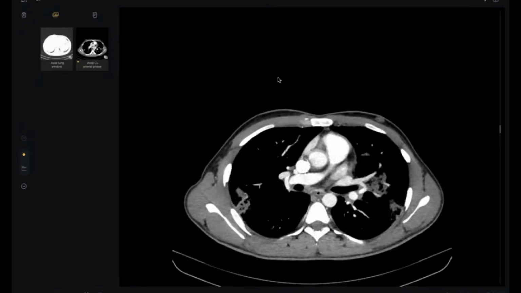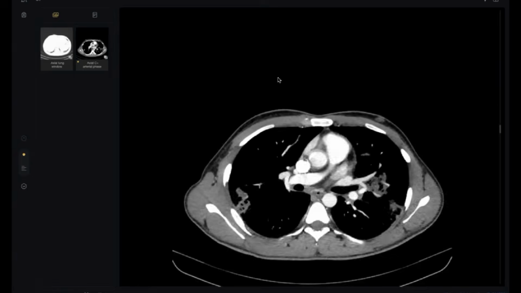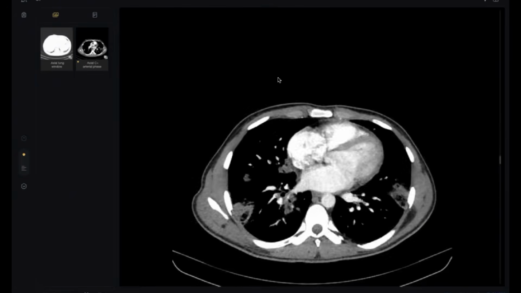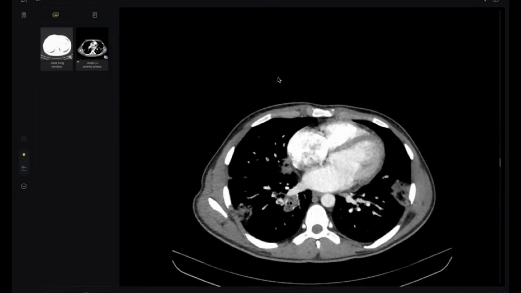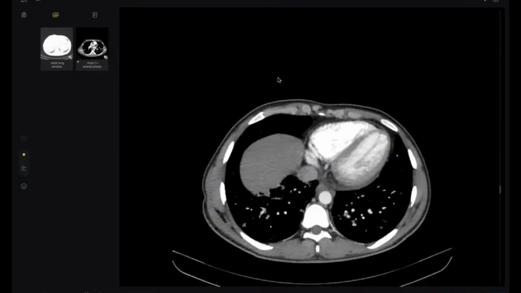Okay. The main pulmonary trunk, the right and left pulmonary arteries appear normal. I cannot appreciate any filling defect. However, I think the pulmonary veins on the right side appear to show a filling defect in them.